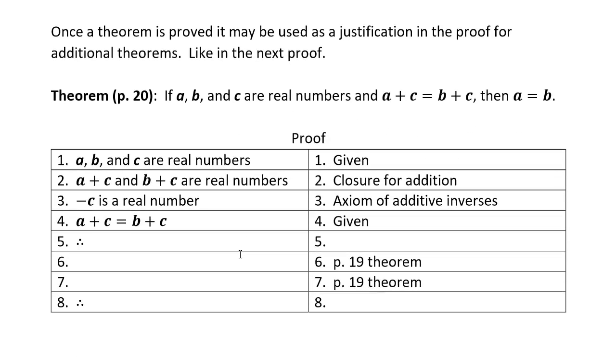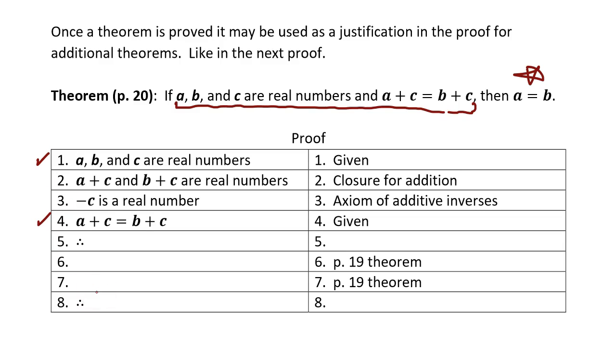Once a theorem is proved, it may be used as a justification in a proof for additional theorems, like in the next one. So this theorem has no fancy name, but it's on page 20 of the book, so we'll call it the page 20 theorem. If a, b, and c are real numbers, and a plus c equals b plus c, then we can conclude a equals b. Let's prove that that's actually true. The proof begins in the same way as all of the others. The first half of the sentence is copied down here and then later here, and our reason is given.